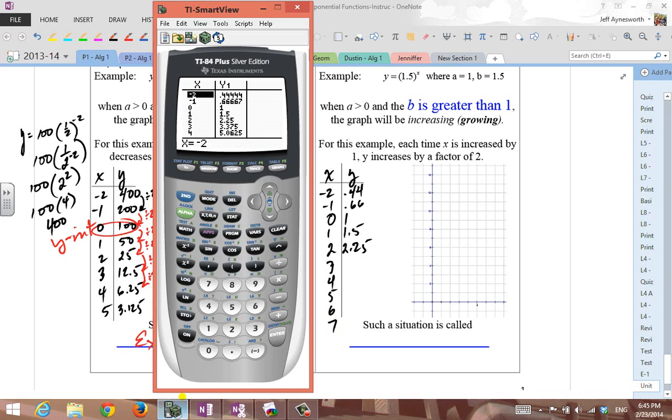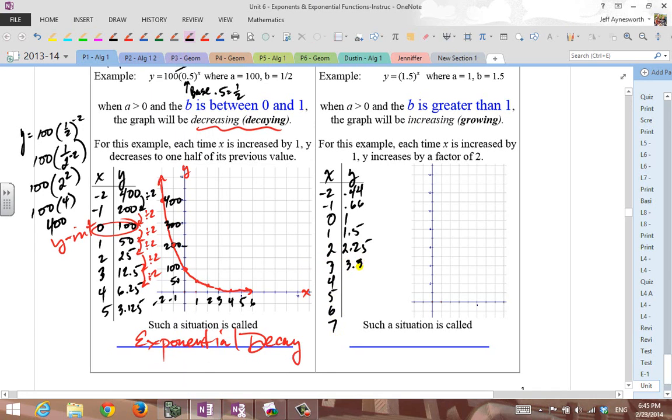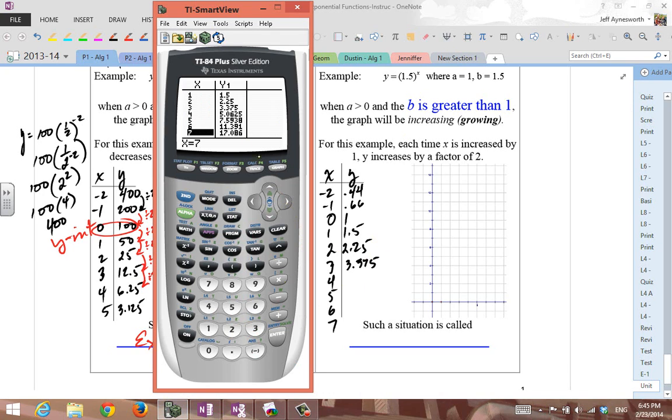So let's get some more values here. Scroll down just a little bit. All right, so when x is 3, we get 3.375. It's growing, but not as fast as the doubling sequence, as we'll see, or the powers of 3 too. We'll see that in the next part of the lesson here. When x is 4, we got 5.06.